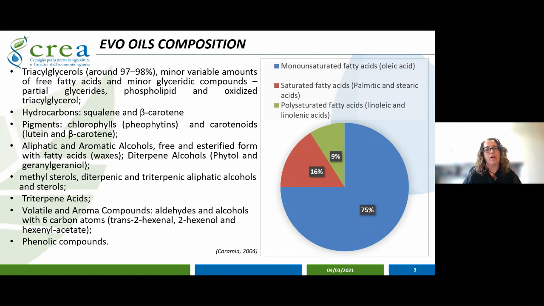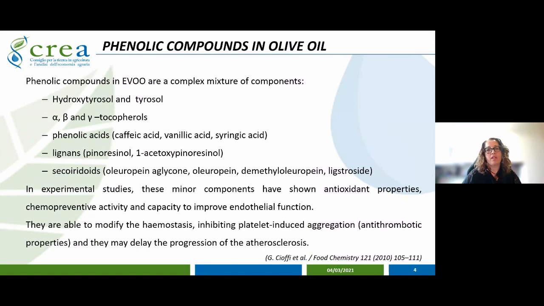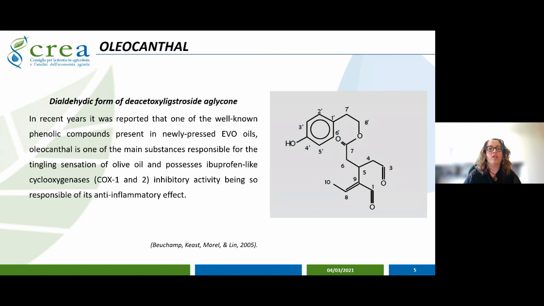Moreover, in olive oil, there is a high concentration of phenolic compounds. Phenolic compounds are a heterogeneous class of molecules, and the peculiarity of these compounds is the high antioxidant properties. In EVO oils, hydroxytyrosol and tyrosol are the main represented phenolic compounds, but in the last years, researchers gained their attention on secoiridoids, another class of phenolic compounds, in particular on oleocanthal.